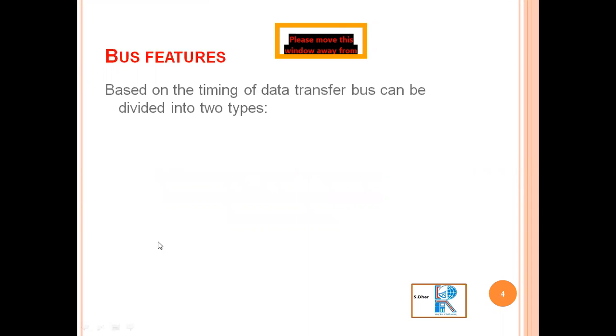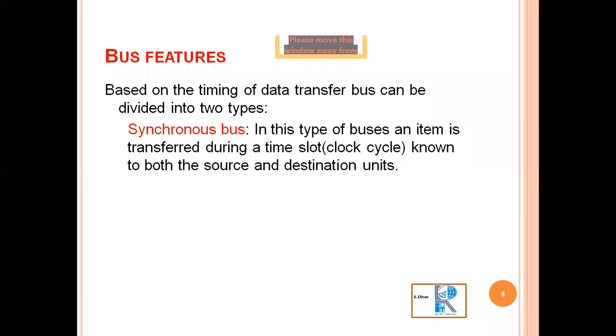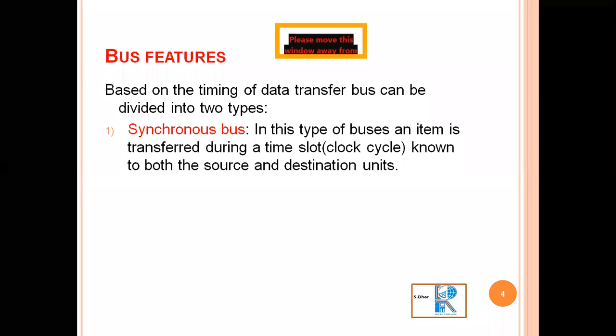Now, based on the bus transfer, you know that a bus is actually used for transferring data from one device to another device. Now, based on the timing of the data transfer, a bus can be divided into two types. What is timing? I will tell later. They are called the synchronous bus and the asynchronous bus transfer.